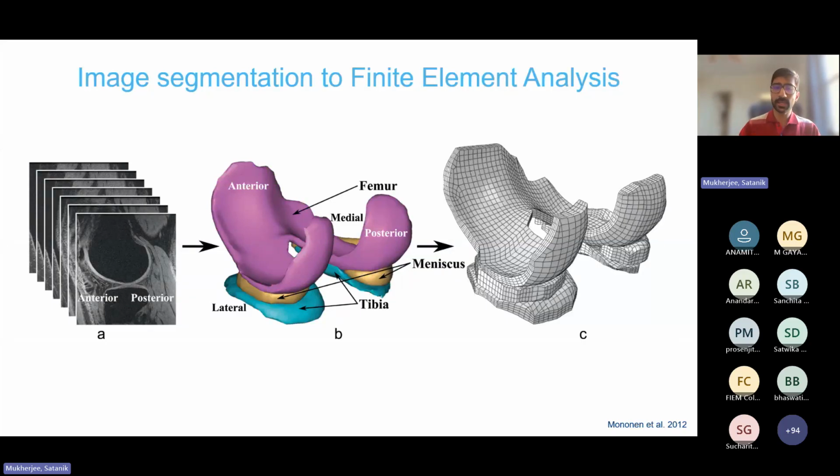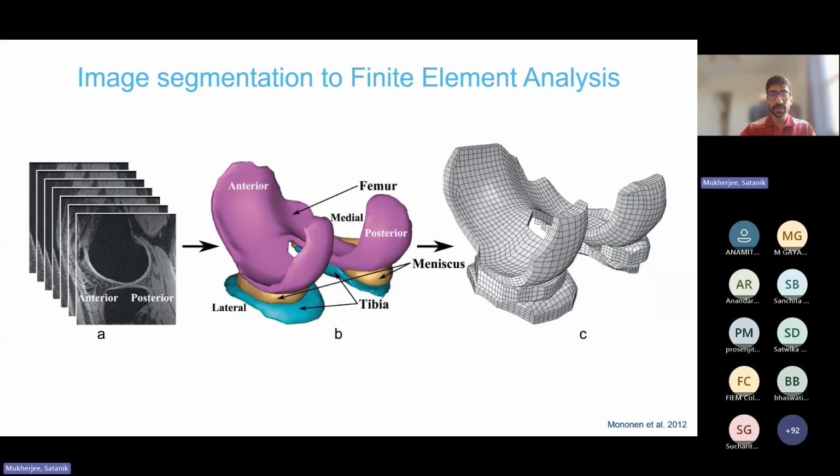So what is typically done in developing a finite element model is, firstly, you start off with the MRI scans, and then one would use image segmentation algorithms, some of what I discussed before, to segment the different tissues, specifically the cartilage and the meniscus, from these MRI images.